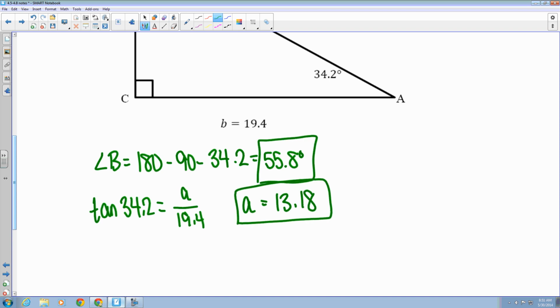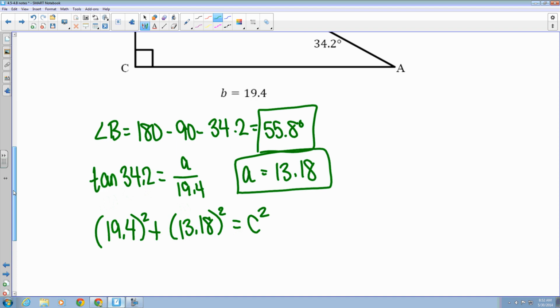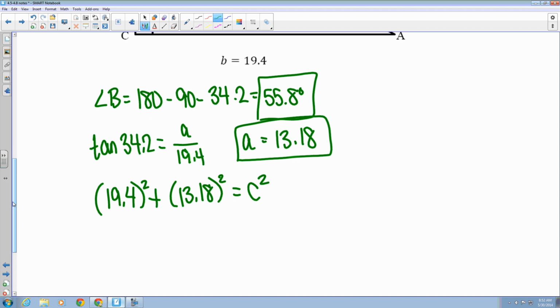So that's angle B. And then, honestly, what you could do after that, if you don't want to do another trig ratio, is just Pythagorean theorem, but that's totally your call. Let's do Pythagorean theorem. 19.4 squared plus 13.18 squared equals C squared. Going through and solving for C, you guys know what the steps are. C would be 23.46. Okay, so they're always going to give you 3 knowns, and you'll have to find 3 unknowns.